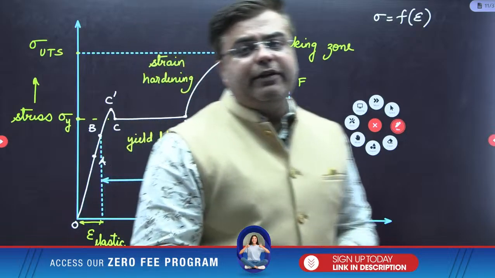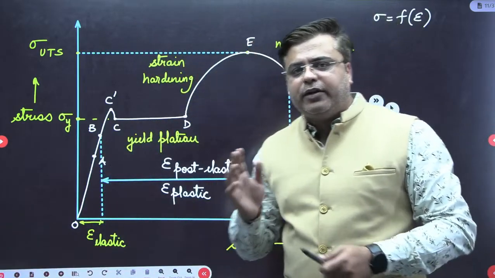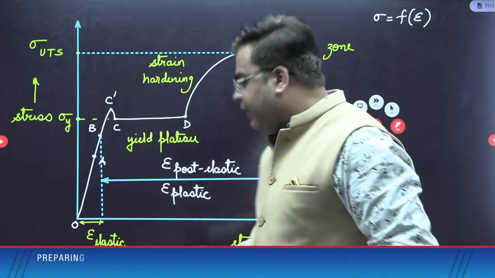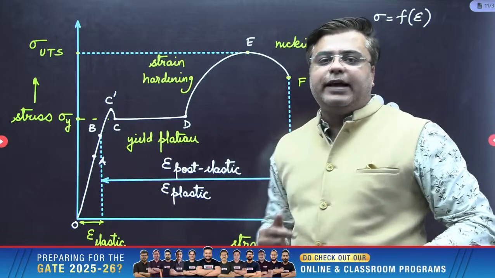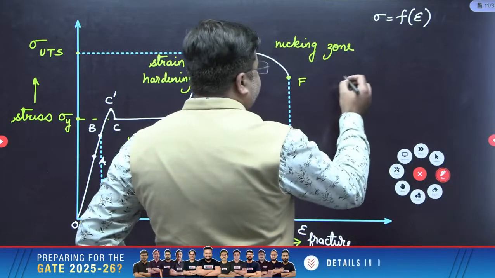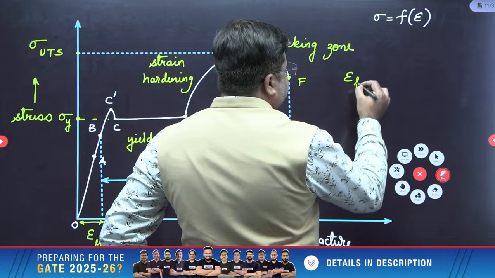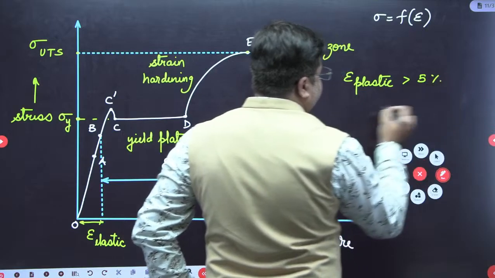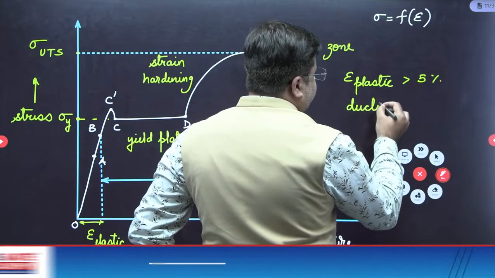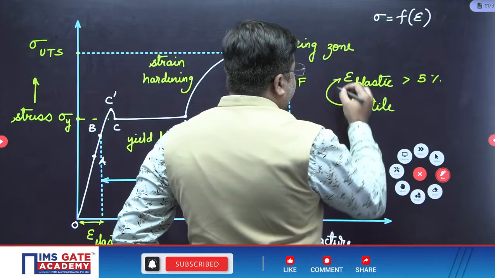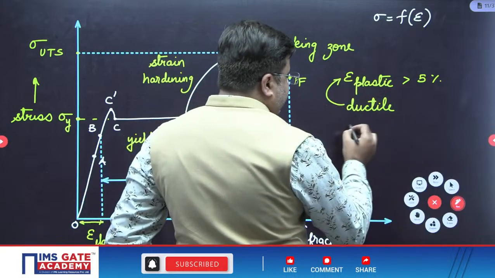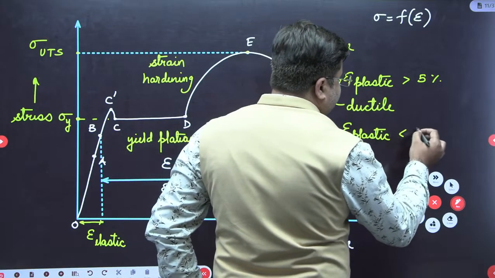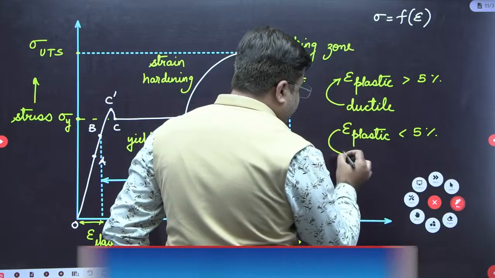Based on this property, we have defined one fantastic property of the material which is termed as ductility. A material is said to be ductile if this plastic strain is more than 5%. Quickly, so what is ductility? If plastic strain is more than 5%, then the material is said to be ductile. If plastic strain is less than 5%, then the material is said to be brittle.